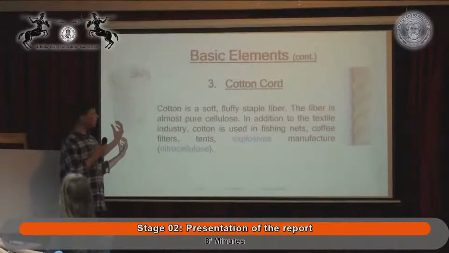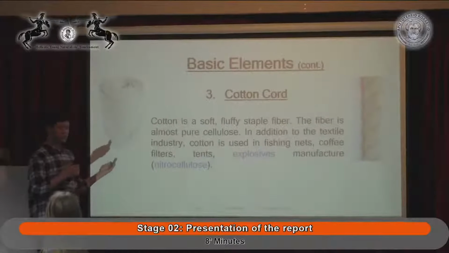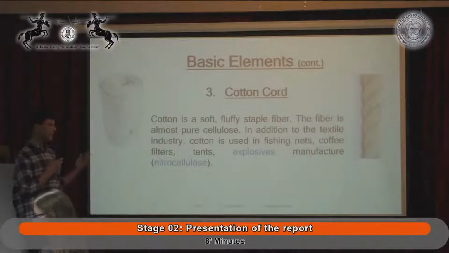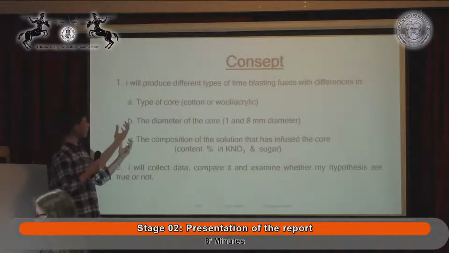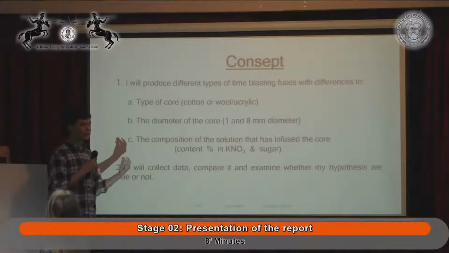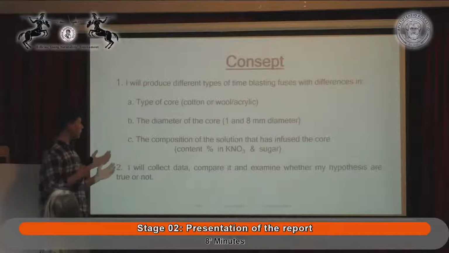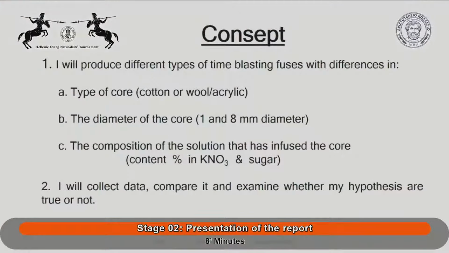Cotton is a soft, fluffy staple fiber. The fiber is almost pure cellulose. In addition to the textile industry, cotton is used in fishing nets, coffee filters, tents, and explosive manufacture. So the concept of my experiment: I will produce different types of time-blasting fuses with differences in the type of the core, the diameter of the core, and the composition of the solution that infuses the core. I will collect data, compare it, and examine whether my hypotheses are true or not.